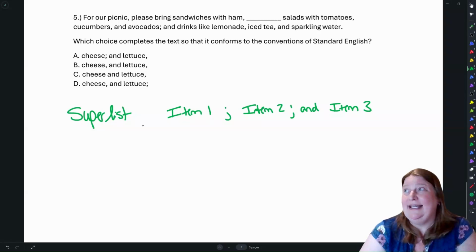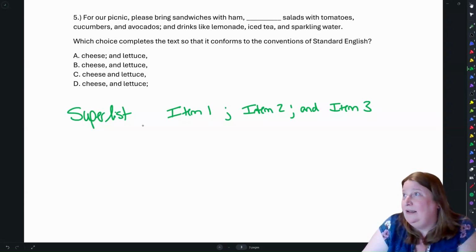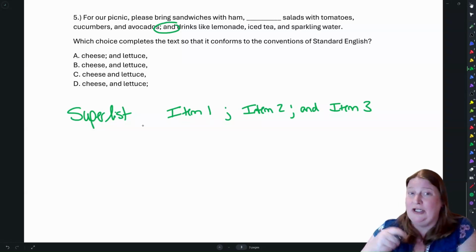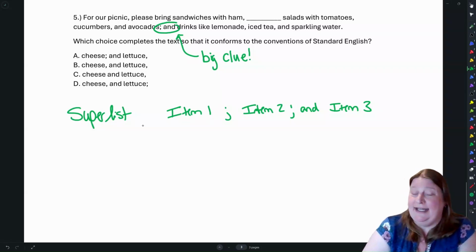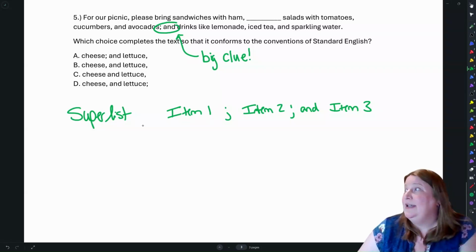And then you might see a semicolon and next to it, and look right here. We see that in the sentence, not in the part we're changing, but the part that we can't change. There's your big clue that there is a super list here. If you see that in your sentence, that's the only reason it could be correct. So now let's look at my items 1, 2, and 3.